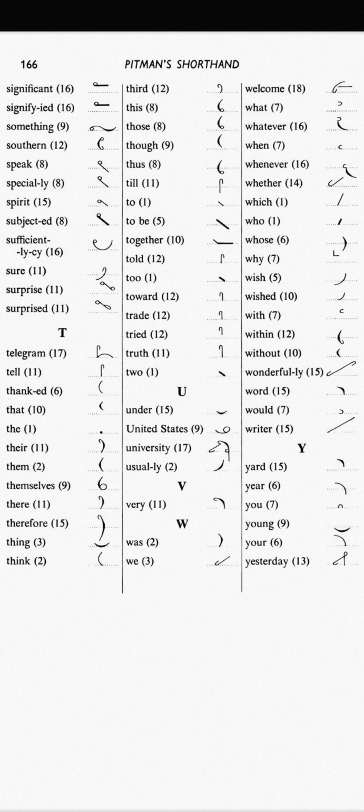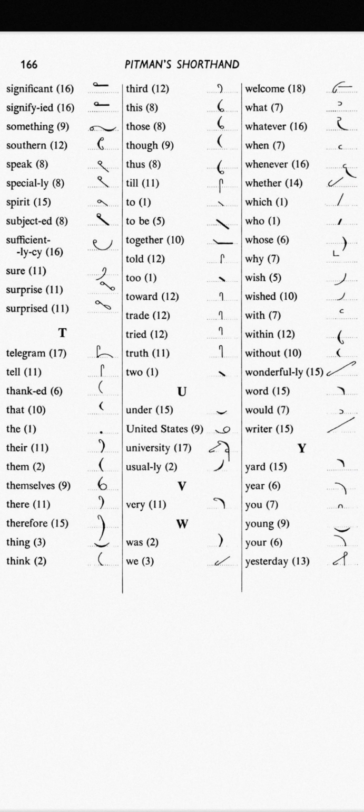Z form on the line for usual or usually. Alternative form of V with R hook on the line for very. Z stroke on the line for was. V stroke on the line for we. V hook with upward L disjoint K on the line for welcome. Right semicircle above the line for what. Right semicircle with V stroke on the line for whatever.